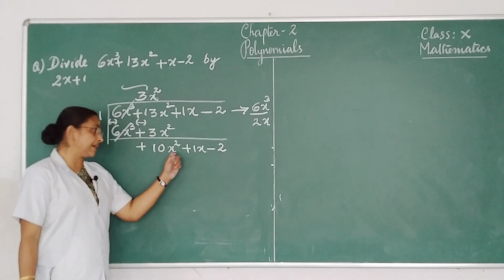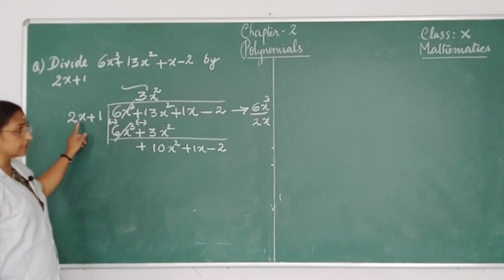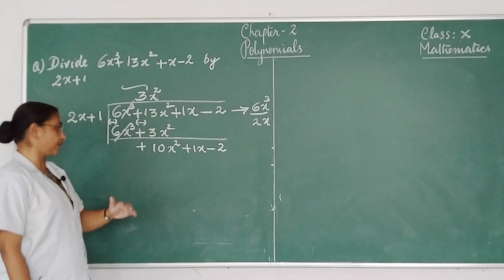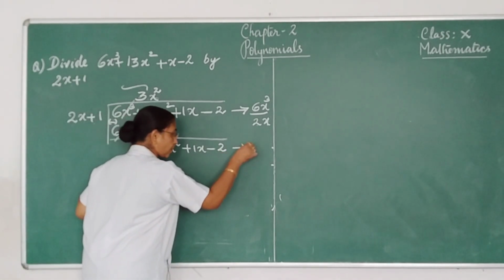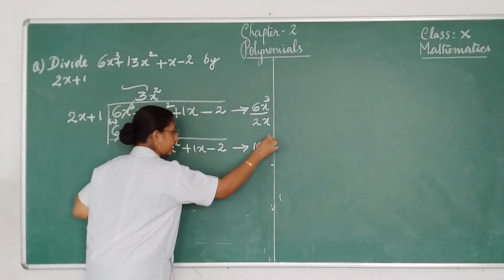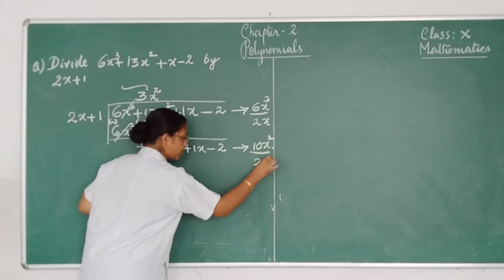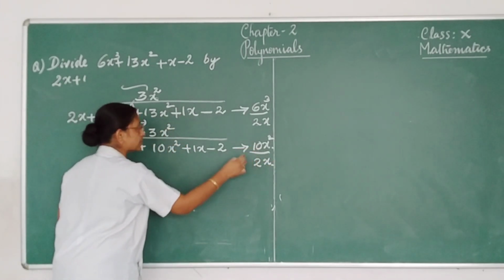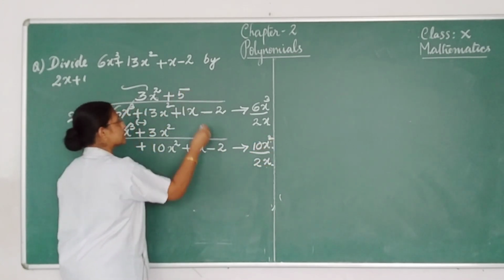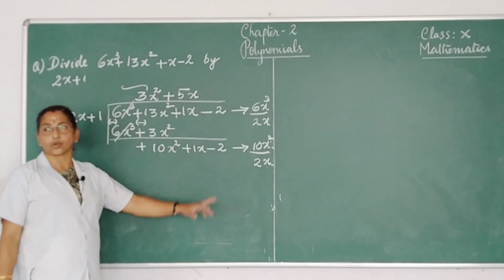Check whether you need to proceed further or not. Yes, here the remainder is having degree 2 and the divisor is having degree 1. So, if the remainder is having more degree, you need to proceed further. Second term of the quotient you will get from here. The first term 10x square that you need to divide with the first term of the divisor, 2x. What is 10 by 2? Plus 5. X square divided by x, you get an x. So this is the second term of the quotient.